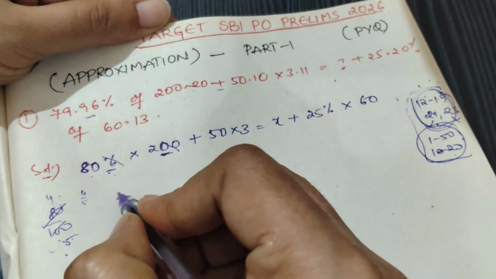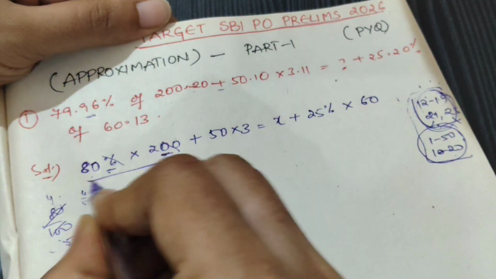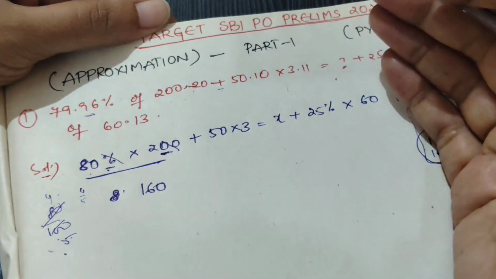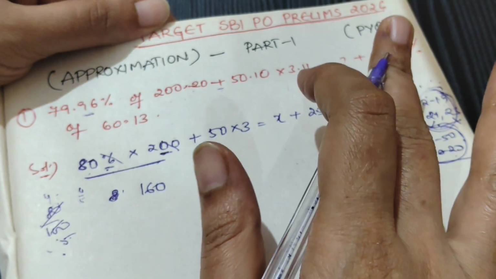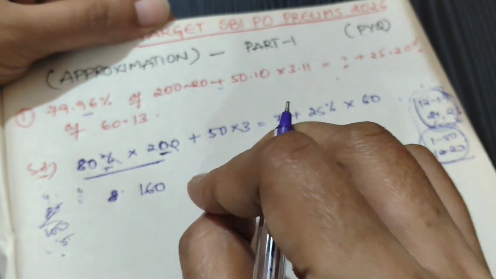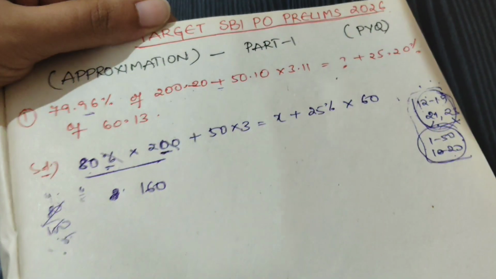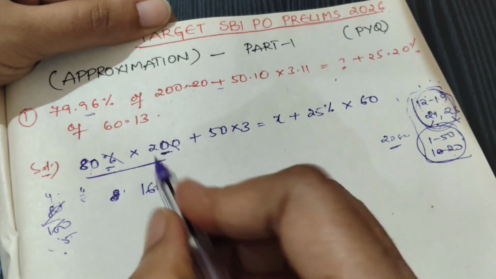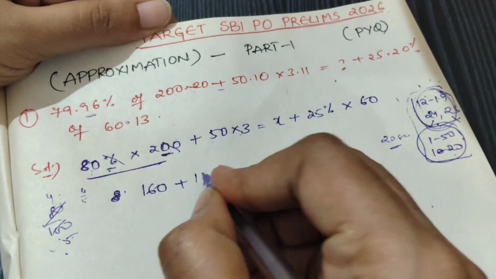Now 80 into 2 means 160. Here, when I'm telling it will take time, but after good practice it will take 10 to 15 seconds. With good practice, definitely you can solve simplification or approximation in less than 20 seconds. So 160 plus 150.